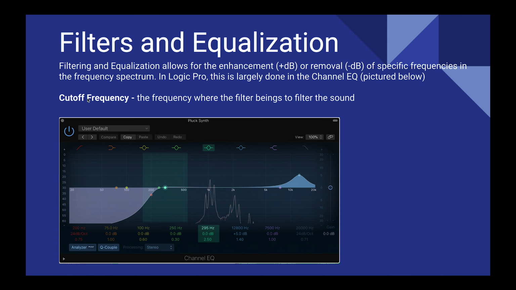The cutoff frequency is the frequency where the filter begins to filter the sound. So this is obviously a number in hertz, and it can change. I can adjust it at any time or even automate it so it changes dynamically inside a song or in a piece. But the cutoff frequency is the most important feature in a filter, okay? Now, there are three main types of filters other than just our general EQ.